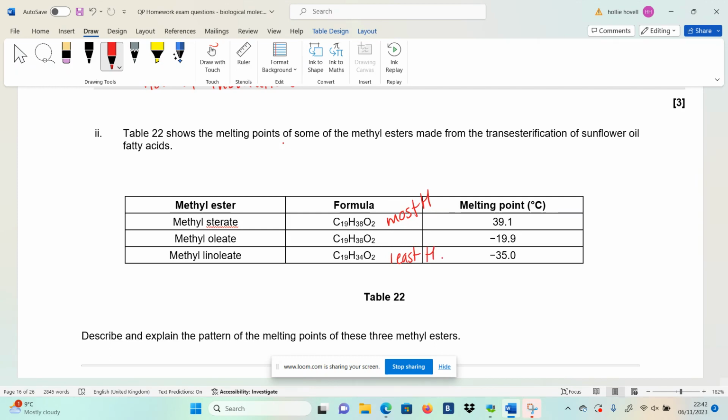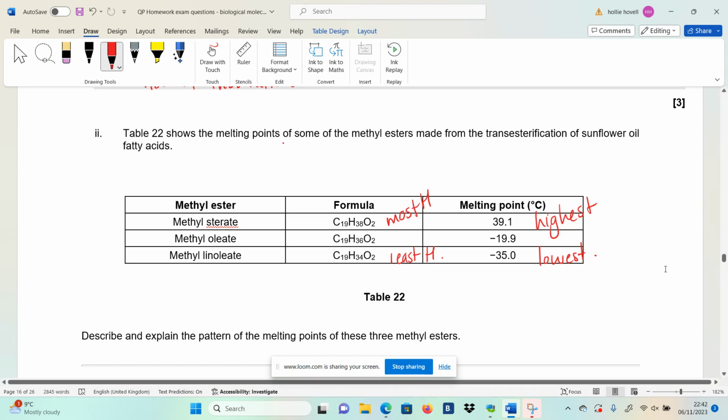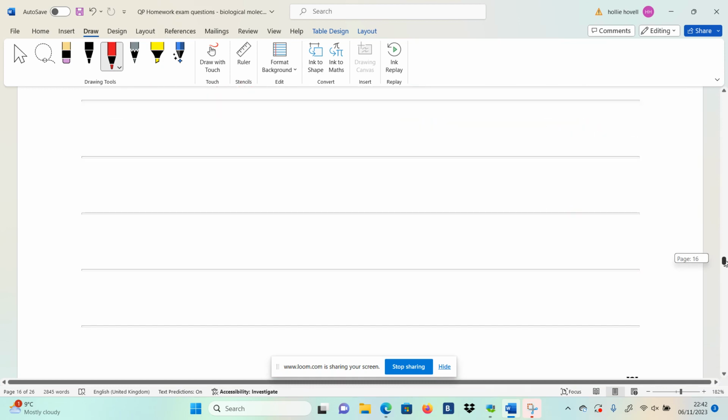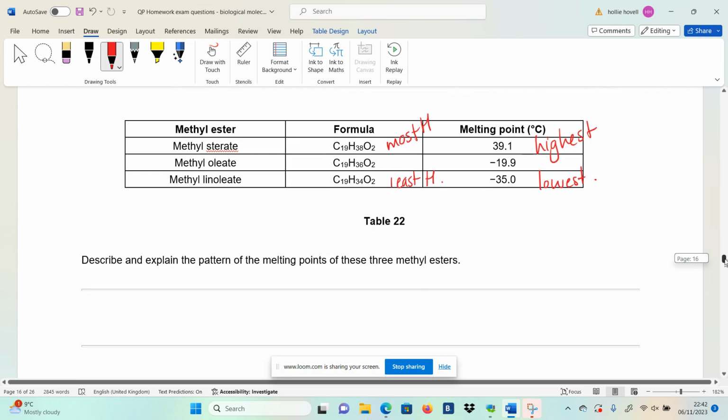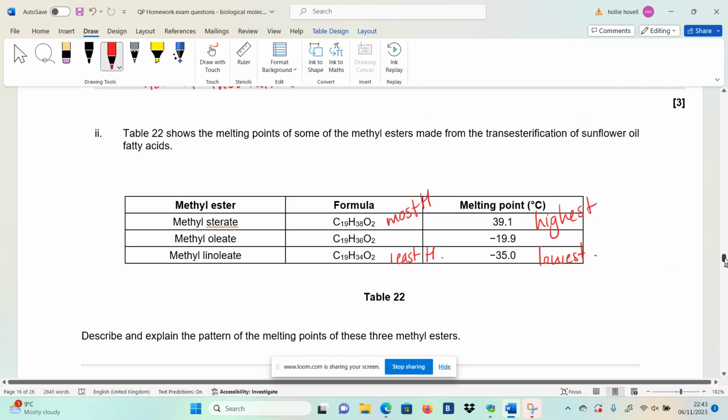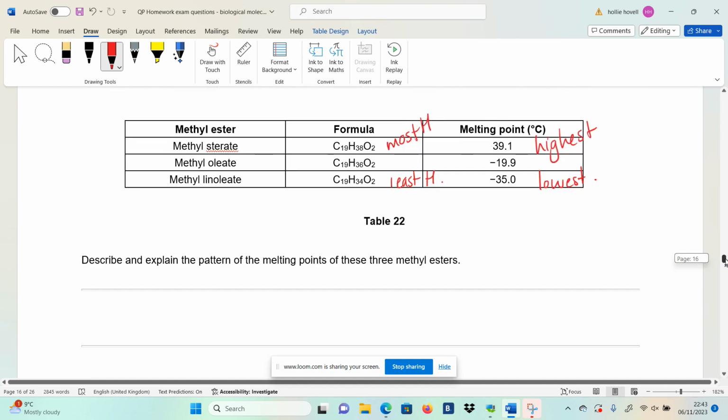Looking at this, the one with the most hydrogen, look, the melting point is the highest, and the one with the least hydrogen, the melting point is the lowest. So all you needed to do is identify that pattern. So the fewer hydrogens there were, the lower the melting point is going to be. Okay, if we go down a little bit, you can see they give you a bit of space and it was worth 2 marks. So we're going to need to say more than just that. So let's write that down first of all.